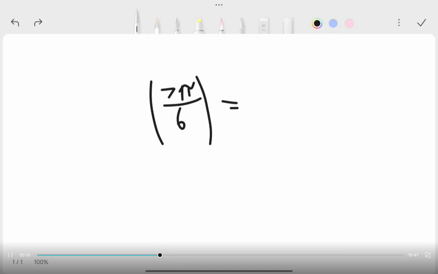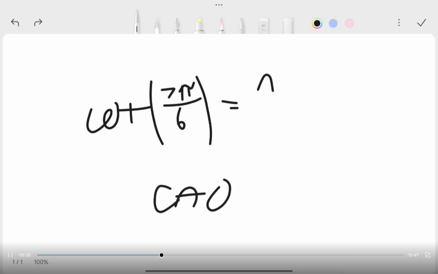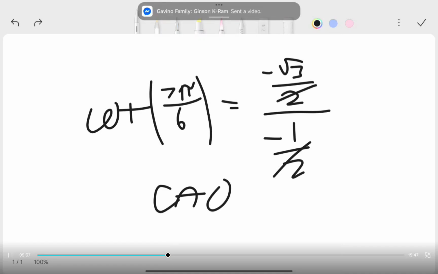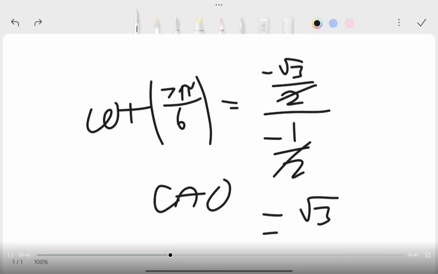And let's proceed to the last, the cotangent. So adjacent over opposite. Our adjacent is negative square root of 3 over 2, and our opposite is 1/2. So cancel the negative 2 in the denominator, meaning the answer is square root of 3.